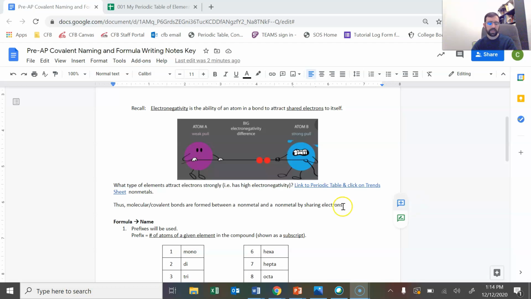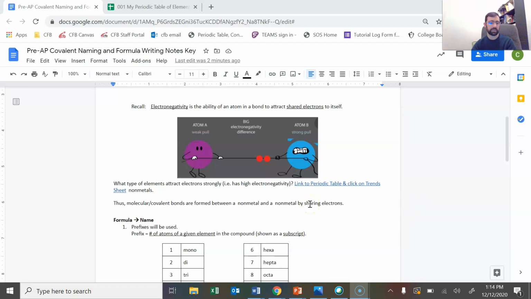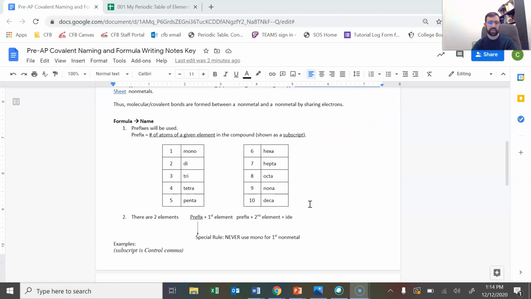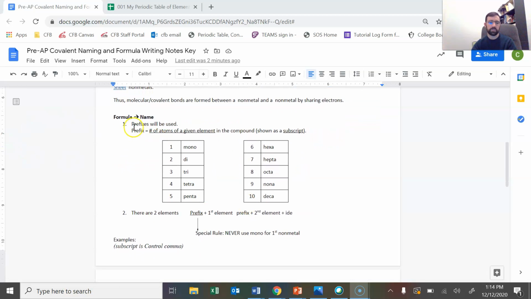So let's look at how we're going to write names for this. If you're given the formula and you're trying to find the name, we're going to use prefixes when we name covalent compounds. The prefix is the number of atoms of a given element in the compound. Those are shown as a subscript.